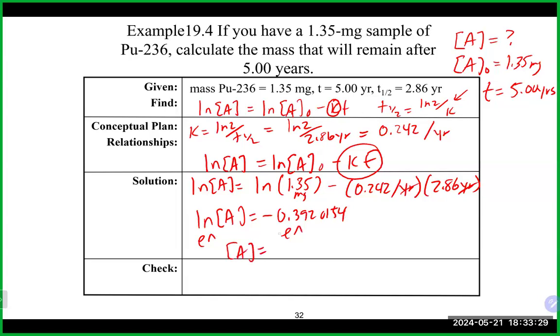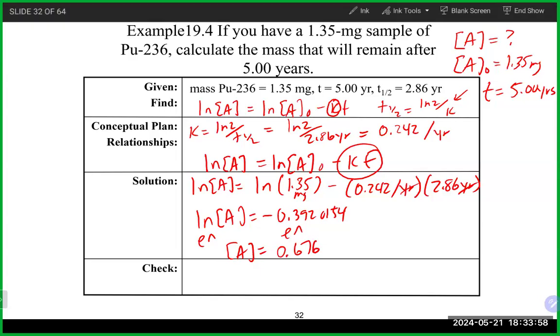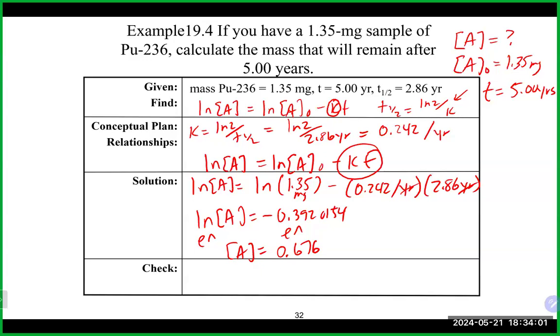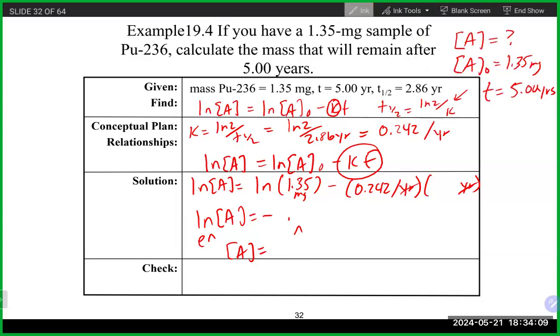And hopefully we won't have any issues when we do this one. There we go. And that's going to get me something like 0.676 in this particular case. I feel like maybe I missed a number there. Hang on here. I did. I used 2.86 instead of 5 years there. Just didn't feel right to me. Sometimes it just doesn't feel right. So let's try that again here. All right, let's use the right time there, which is actually 5.